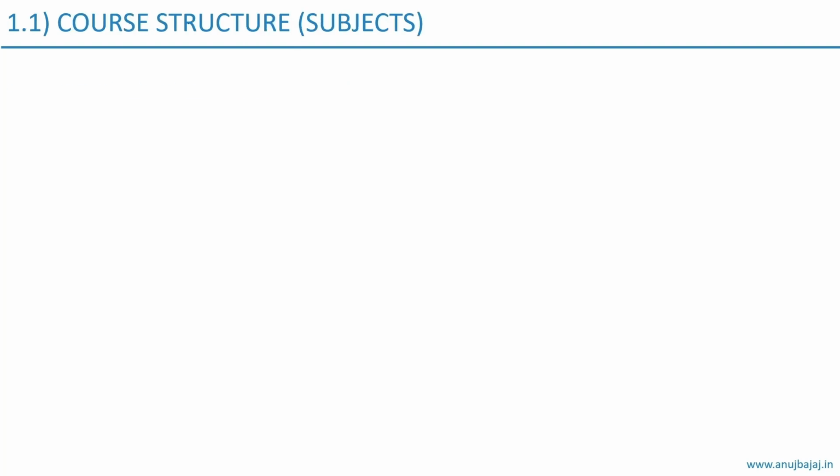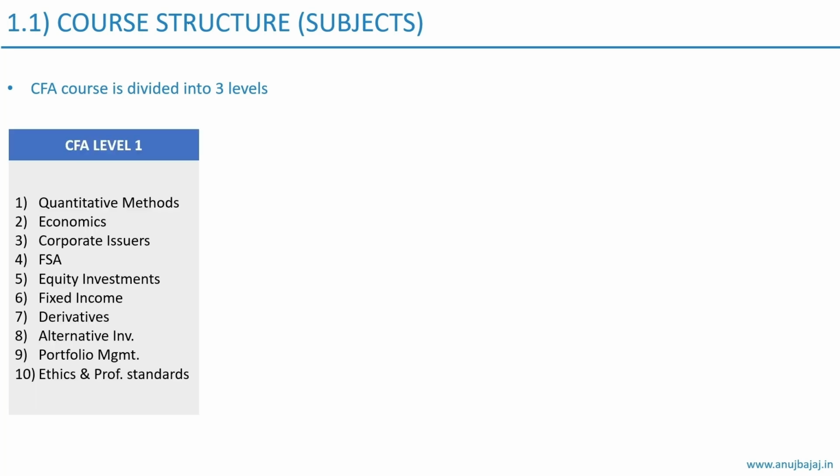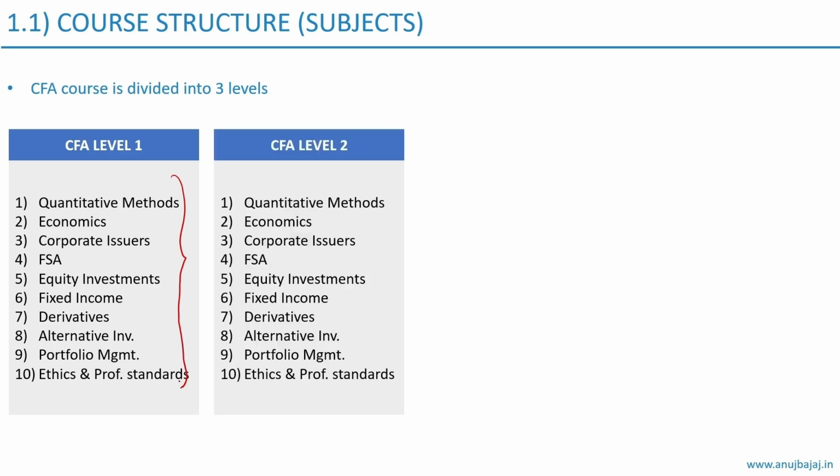The CFA course is divided into 3 levels. We have CFA Level 1 and these are the 10 subjects. In CFA Level 2, we have the same 10 subjects, but the weight that each learning module carries is different in CFA Level 2 compared to Level 1. CFA Level 1 provides you with a basic understanding of all these 10 topics. In CFA Level 2, we dive deeper into each of these topics. We look at more advanced topics in CFA Level 2.